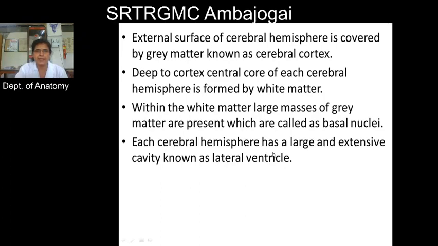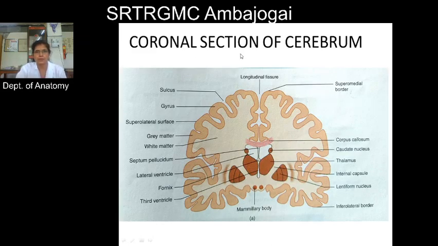Each cerebral hemisphere has a large and extensive cavity known as the lateral ventricle. So there are two lateral ventricles, each present in one cerebral hemisphere. This is the coronal section of the cerebrum, which shows peripherally situated gray matter that forms the cerebral cortex, and the central core of each cerebral hemisphere is formed by white matter, and within this white matter, the large masses of gray matter are situated, and these are the lentiform nucleus, and here a small part of the caudate nucleus is seen, that is the head of the caudate nucleus in this section.